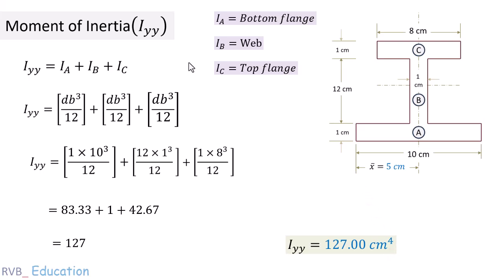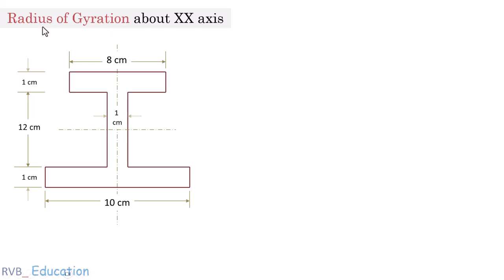Now we do the calculation for radius of gyration. First, we calculate the radius of gyration about the x-axis. After determining the area and moment of inertia of the I section, we calculate the radius of gyration about the x-axis. The radius of gyration is the distance from the centroidal axis at which the entire area of the section can be assumed to be concentrated without changing its moment of inertia. Here we go, step by step solution, and we get the answer for radius of gyration.